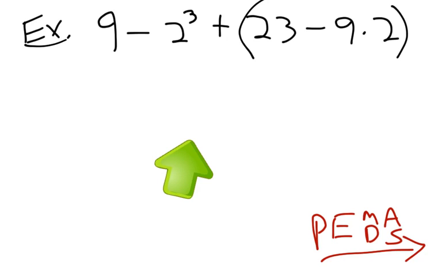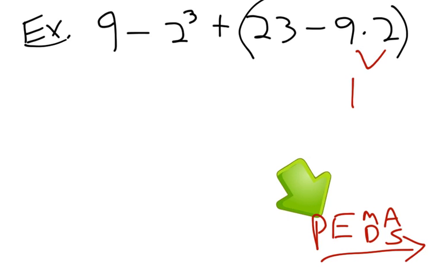And do we have any parentheses? The answer is yes. So we're going to come up here in our parentheses, and we still do order of operations inside parentheses. So looking inside here, what comes first, minus or multiply? Well, multiply comes before subtract, so we're going to do the multiplication first. So 9 times 2 comes first, that's 18. I bring down my minus sign and my 23. I'm going to bring everything else down.